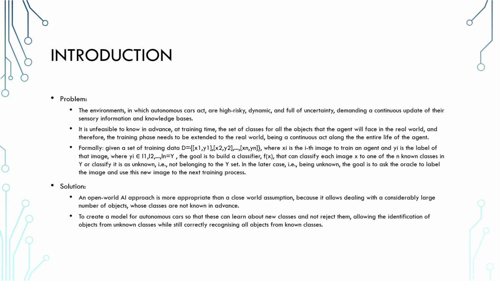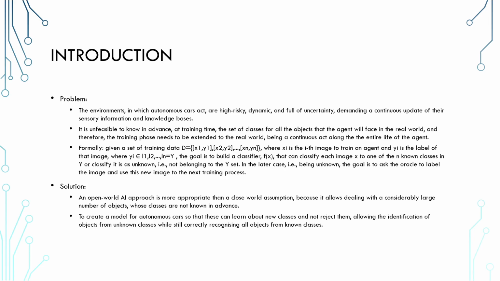This problem is formally given by a set of training data with n classes, where the goal is to create a classifier that can classify each image to one of the n known classes or as an unknown that does not belong to the training set. In case of being classified as an unknown, the next goal is to ask the oracle to label the image and use it in the next training iteration.